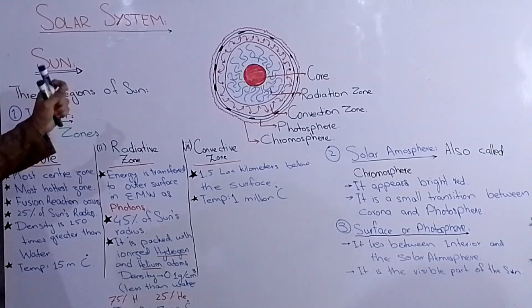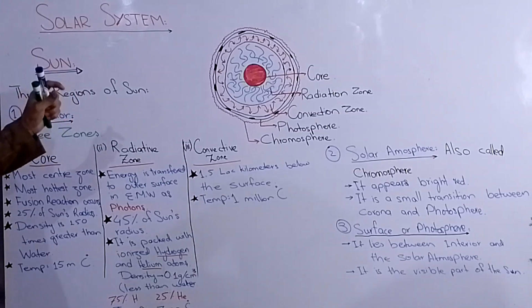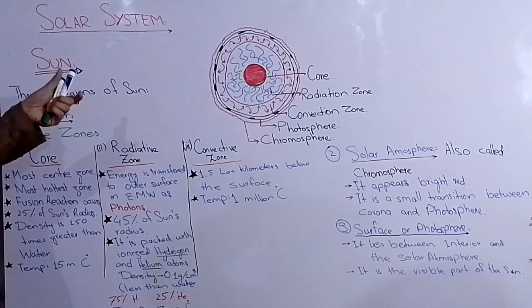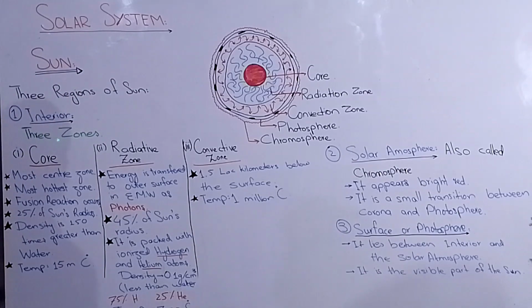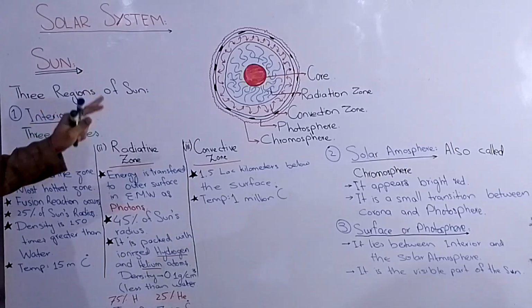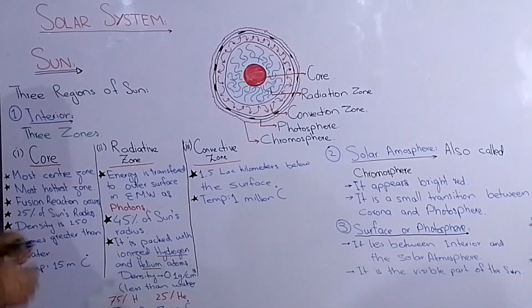Furthermore, NASA has reported that this center core region has more than 150 times the density of water. Its temperature is the hottest temperature of the sun, about 15 million degrees Celsius. Then comes the radiative zone.